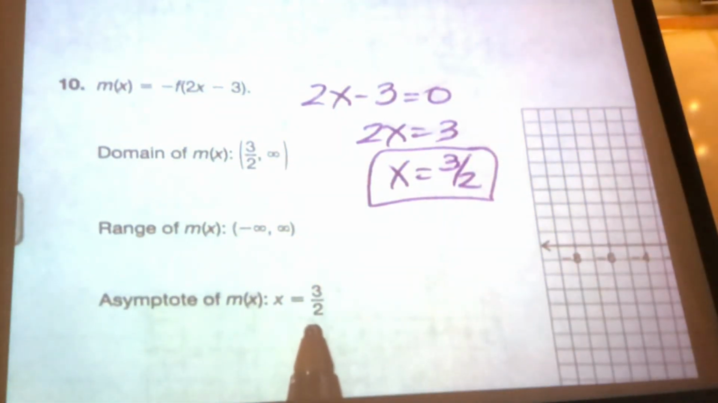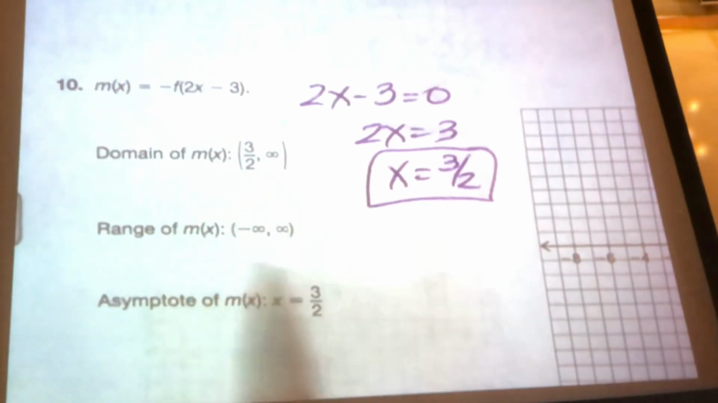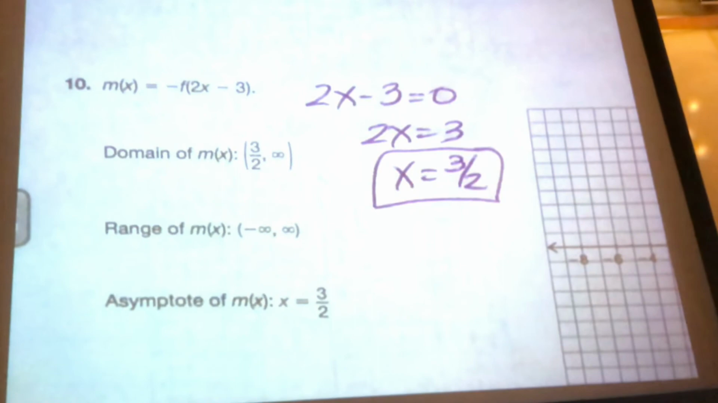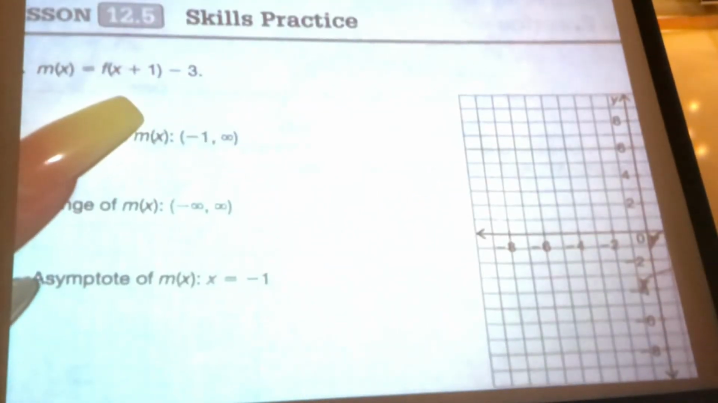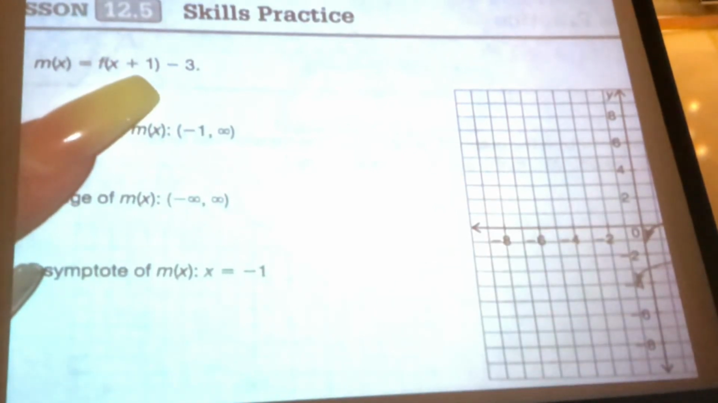Since your asymptote is x equals 3 halves, then you know your domain is 3 halves to infinity, and your range is always negative infinity to infinity. Miss Riad, I thought you just make it the opposite. Yeah, you make it the opposite because that's what makes the argument 0. When you put x plus 1 equals 0, you get x equals negative 1. That's why it's the opposite, because it's what makes it 0. So that's why this has to be a 3 halves.